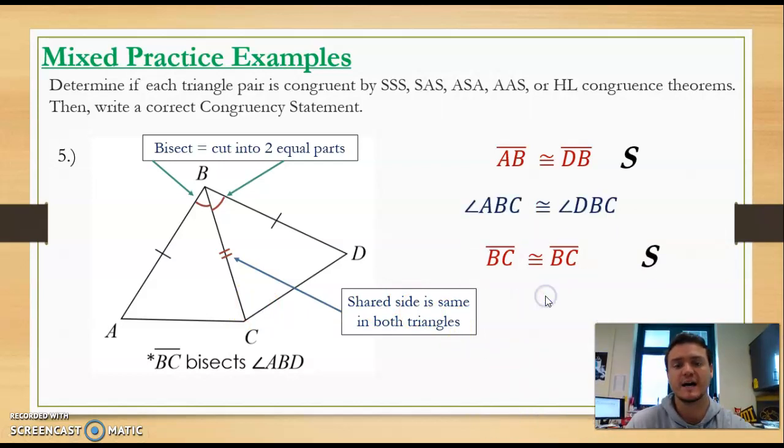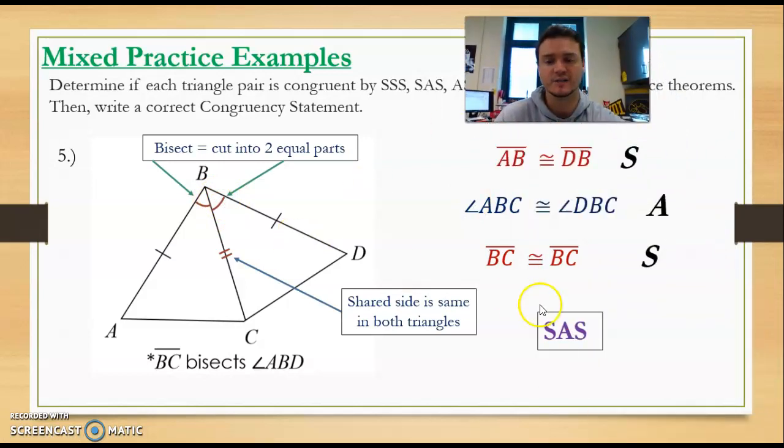So we have those two sides, and then we have the angle in between these two sides. So it's side, angle, side. Also pay attention to the order of the letters. So angle ABC is this angle right here, and DBC is this angle right here. So this would be side, angle, side congruence.